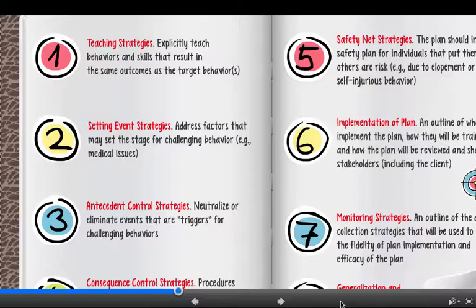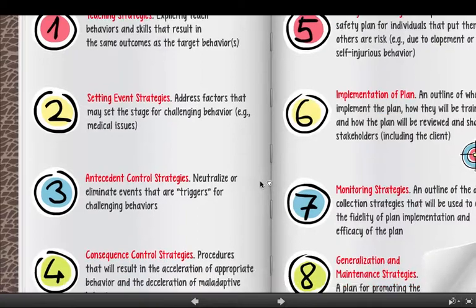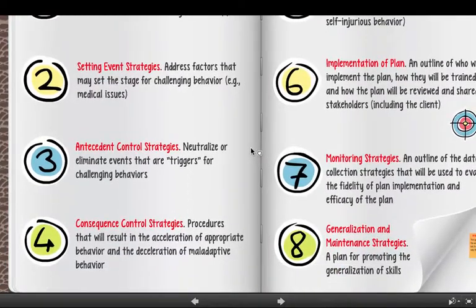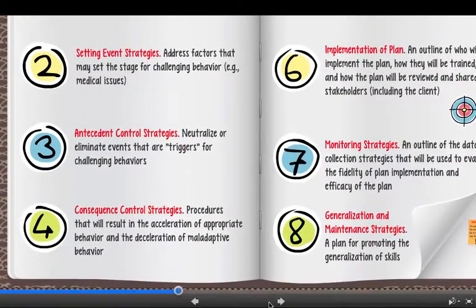And these are strategies that address factors that may set the occasion or set the stage for a challenge in behavior. It could be a medical issue, for example. We often talk about biological setting events, things that are influencing the individual as a result of their biological functioning.